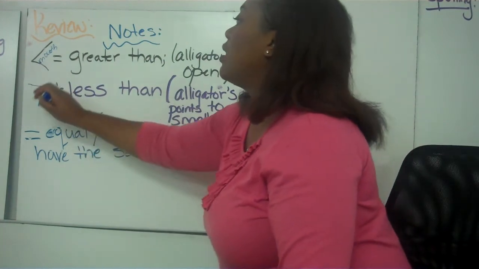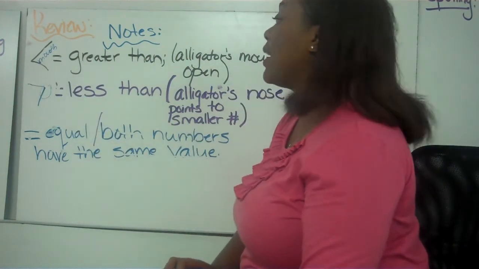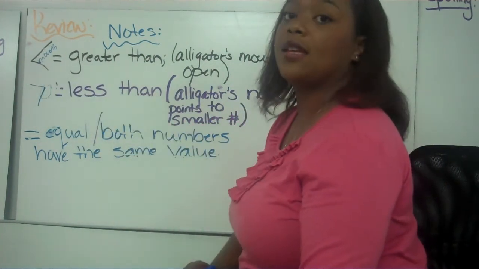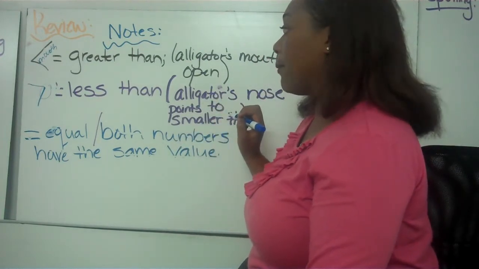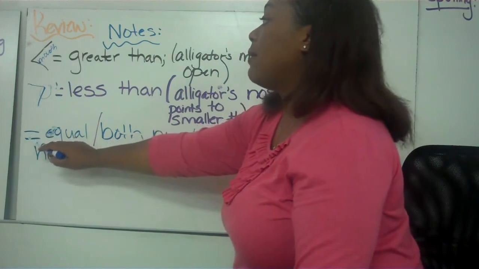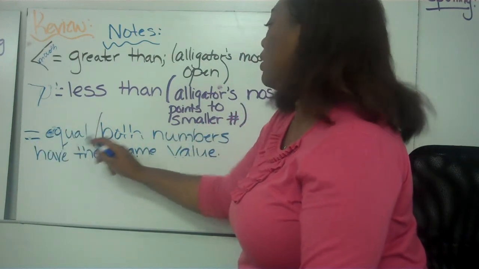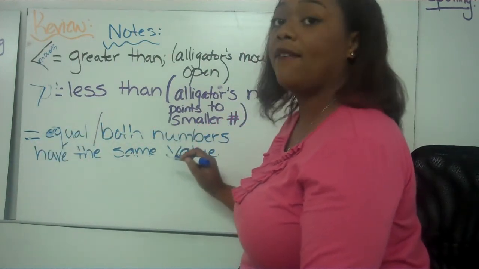When the alligator's nose points to a number, that means it's less than the other number. The alligator's nose points to the smaller number. When you see the equal sign, that means both numbers are equal. They both have the same value.